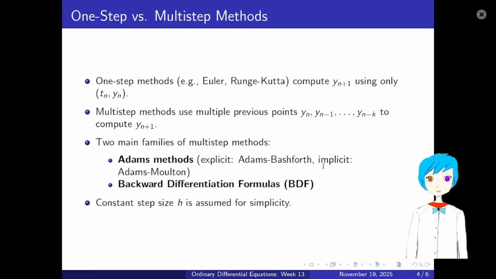Next, we introduced multi-step methods like the Adams-Bashforth method and the implicit Adams-Moulton method. The multi-step methods use previous points y_{n-1} to y_{n-k} in order to compute y_{n+1} using a polynomial interpolation for the derivative of y. Here we assume constant step size, but for the Adams methods, we are using adaptive Adams method to boost efficiency.